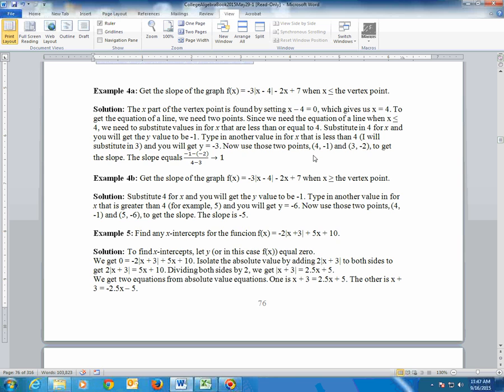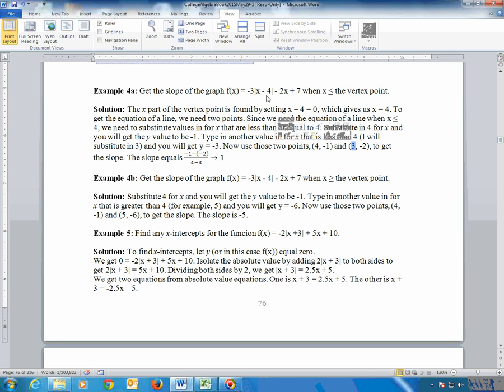Now you just substitute in any x value less than 4. You pick any number you want less than the x value of that vertex point, which is 4. So you could use 3, 2, 1, 0, anything you like. I'm going to go ahead and use 3. You can use whatever you like.